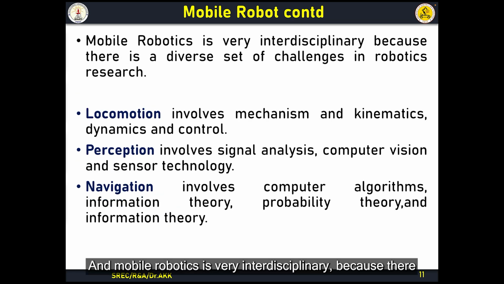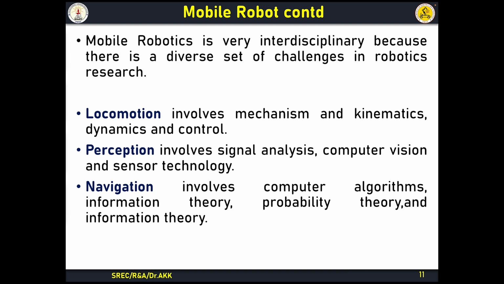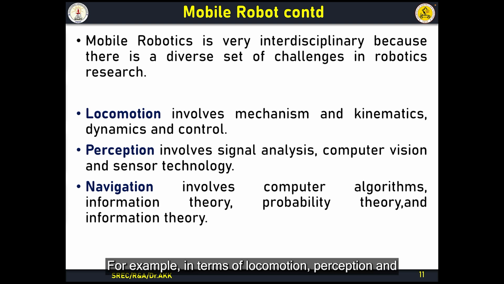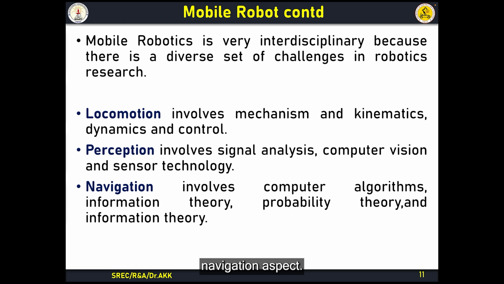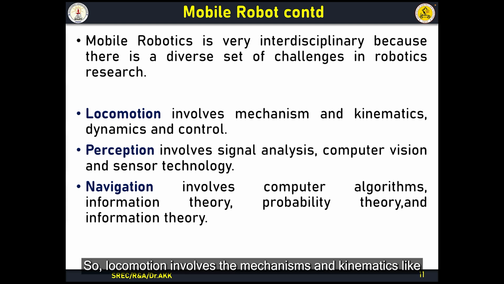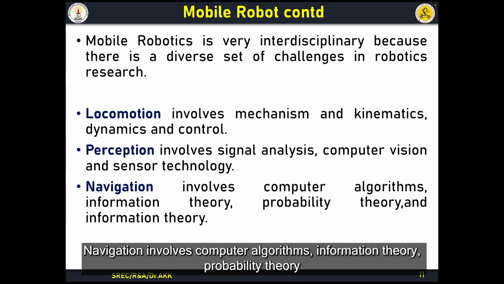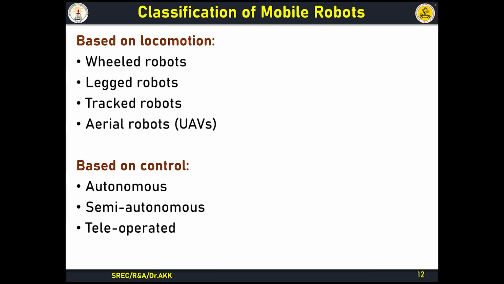And mobile robotics is very interdisciplinary because there is a diverse set of challenges in robotic systems. For example, in terms of locomotion, perception, and navigation aspect. So locomotion involves the mechanisms and kinematics, like forward and reverse kinematics and dynamics control. Perception involves signal analysis, computer vision, and sensor technology. Navigation involves computer algorithms, information theory, and probability theory.